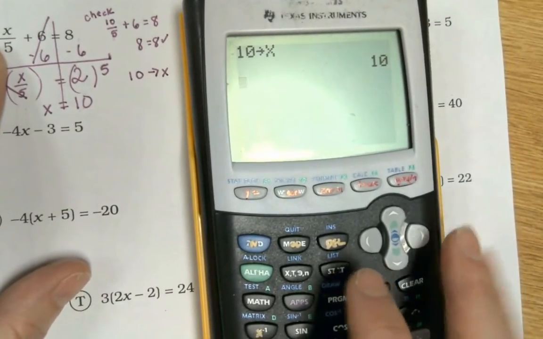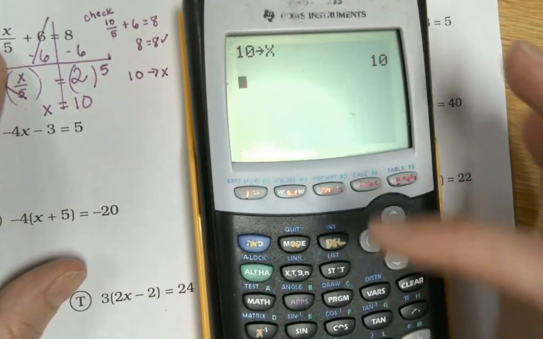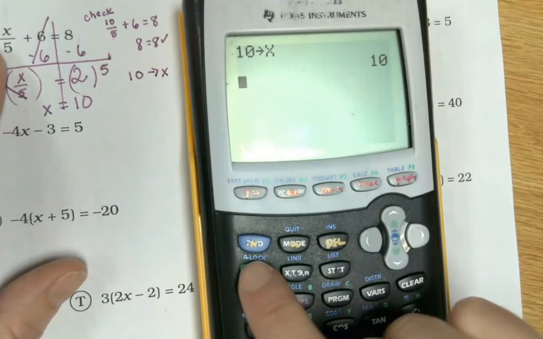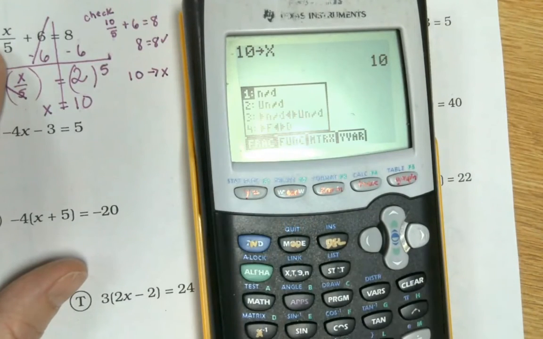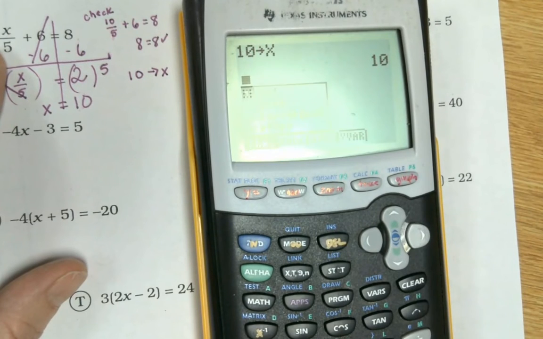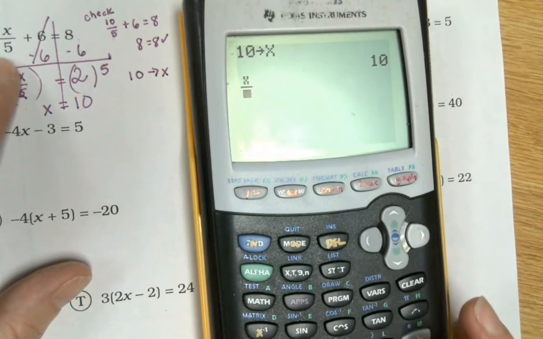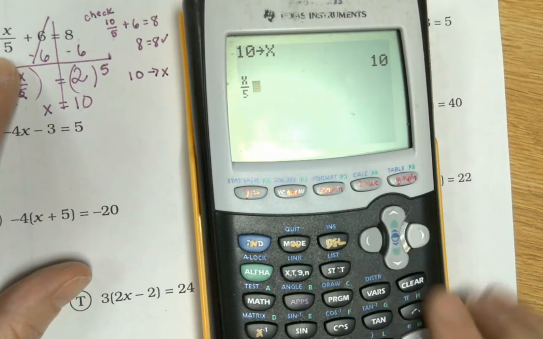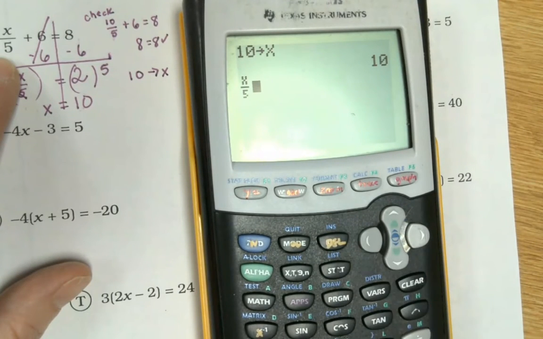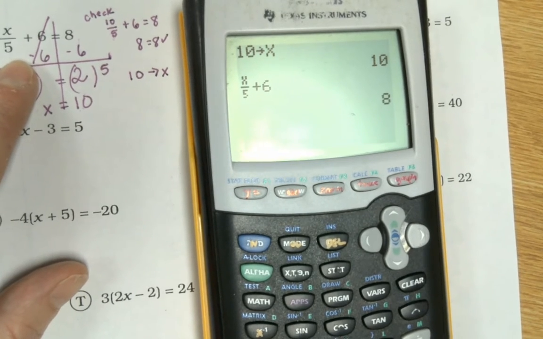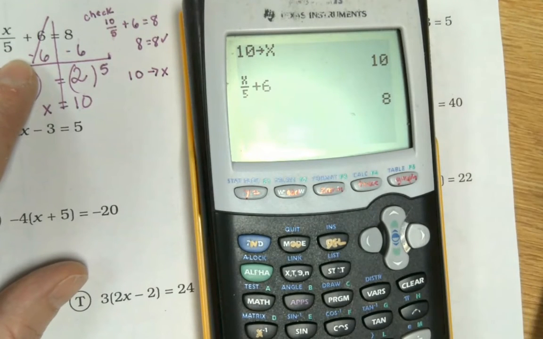I love the update on this calculator. So what we can do is we can do alpha y equals. If you have the update, push enter, and we can put in x over 5. You have to use your arrows to move from one spot to the next. Plus 6. It equals 8, so it's right.